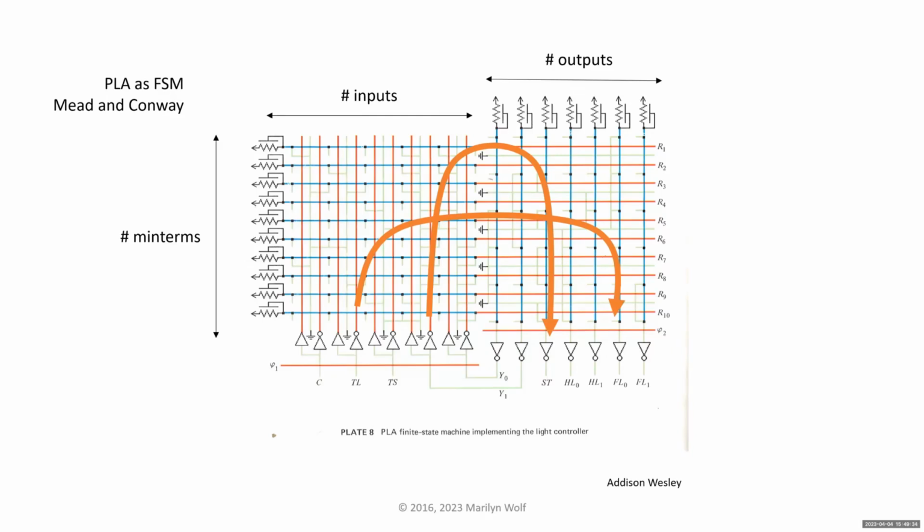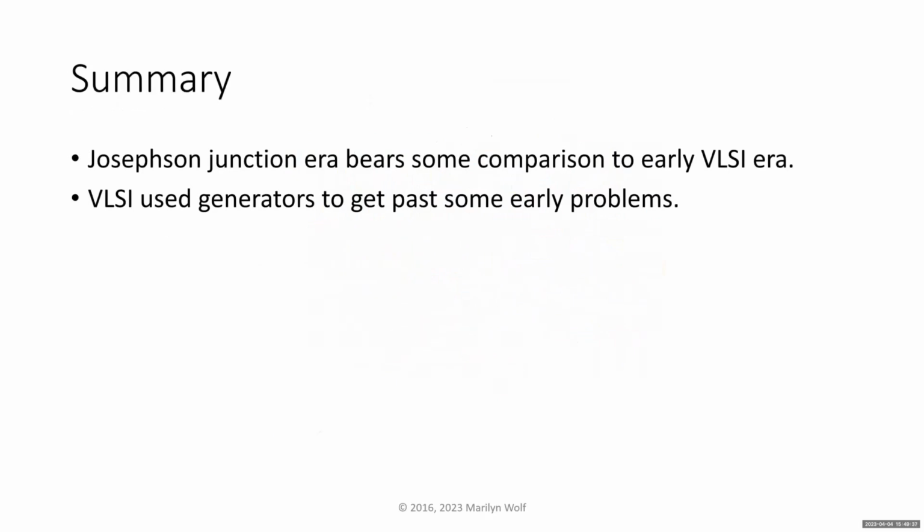Okay, so it seems to me that the Josephson junction era bears some comparison to the early VLSI era, where we're at levels of integration that are comparable to some point in the late 20th century. We have some challenging circuit problems, and I think that using generators and structured design methods is an interesting approach that we can borrow from the past to help us get a handle on the design of logic for this exciting new technology.